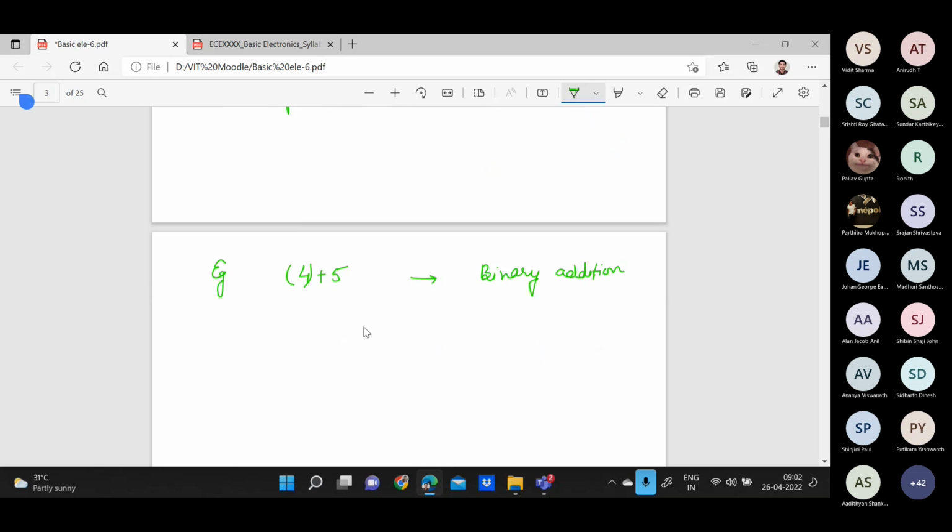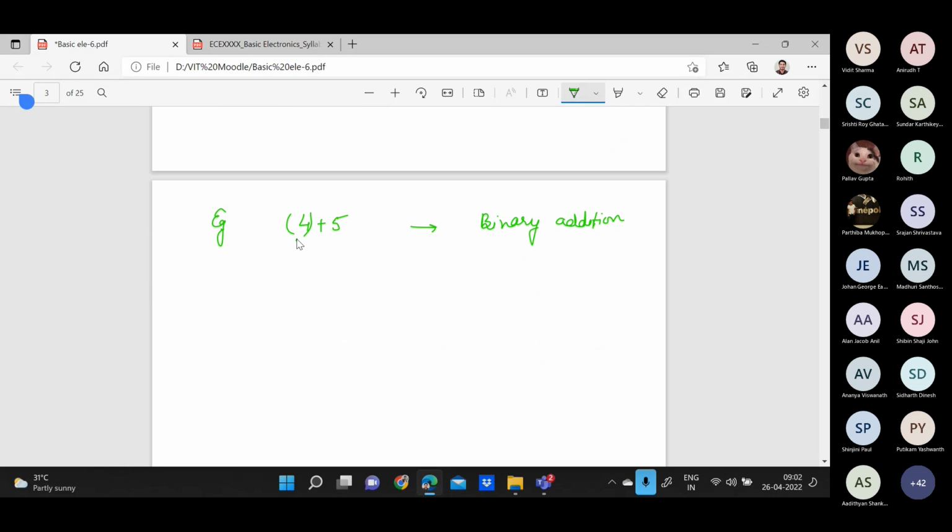So what is the procedure actually? First, convert into the binary form. That means this is in the decimal number system, right? You have to convert into the binary form. I know you can do it. I'm directly writing: 4 you can write as 100 in the binary form, and 5 as 101 in the binary form.